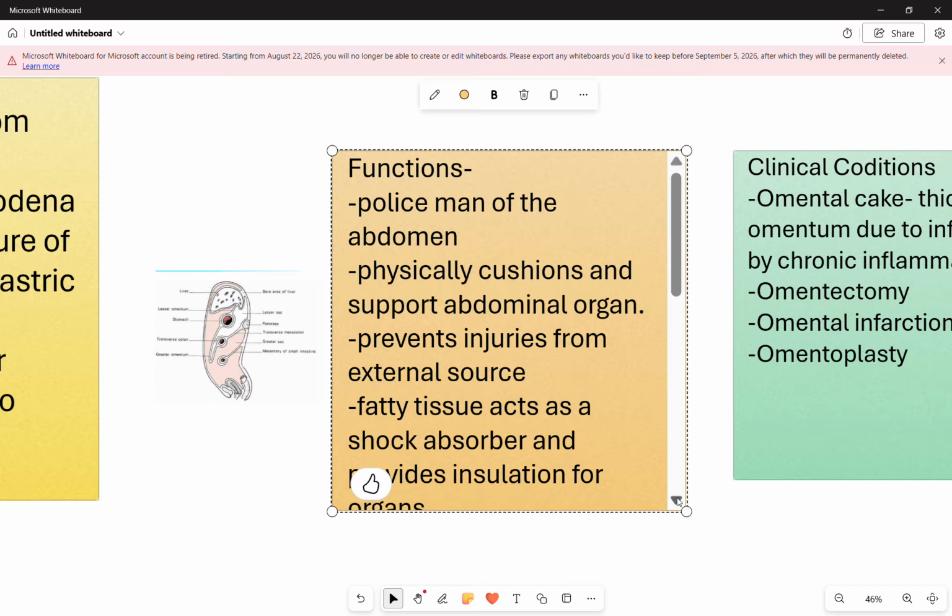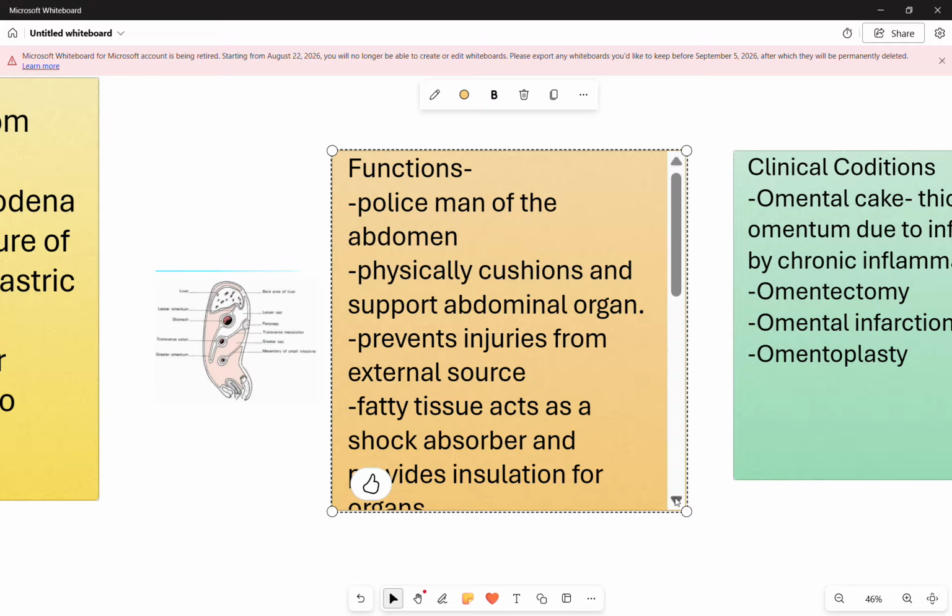So what it does is it acts as a shock absorber, and it is covering the intestine and gives support to the viscera. So it prevents external injury from impacting the internal organs.